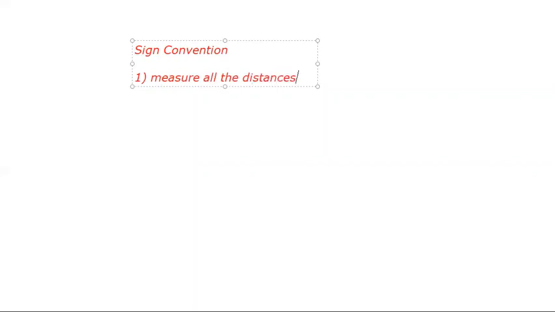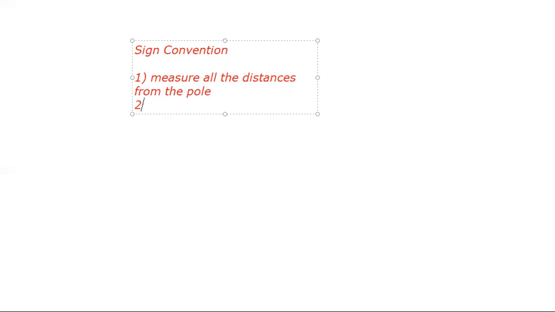Now we will learn about the sign convention that we are going to follow while performing numericals or deriving the relations between the physical parameters. For sign conventions, first you have to measure all the distances from the pole. You know where the pole is? In the earlier slide I have shown you.